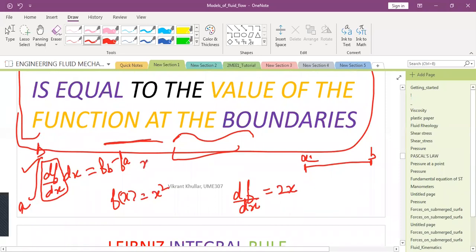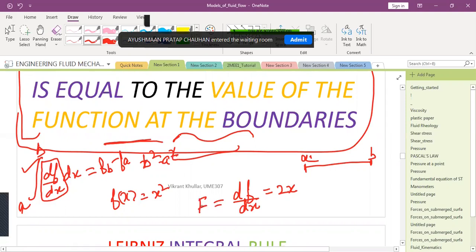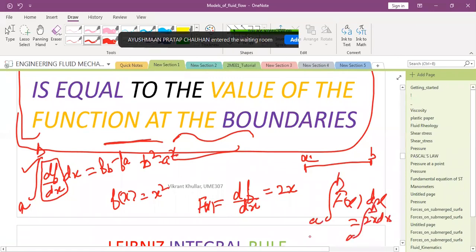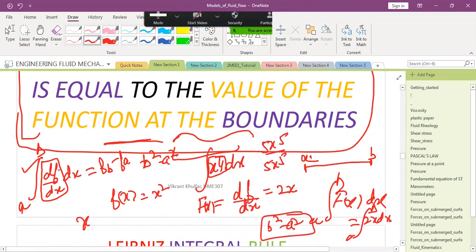X square. So b square minus a square. अगर आप वैसे भी करते, आप सिंपल ले लेते, इसको मान लेते f कैपिटल, आप ऐसे करते जो आप नॉर्मली करते हो, तो क्या आता आपके पास आंसर? 2x dx इंटीग्रल a टू b. इसका भी आंसर क्या आता? b स्क्वायर माइनस a स्क्वायर. मैं क्या कर रहा हूं? मैं इंटीग्रल कर रहा हूं एक डेरिवेटिव का.